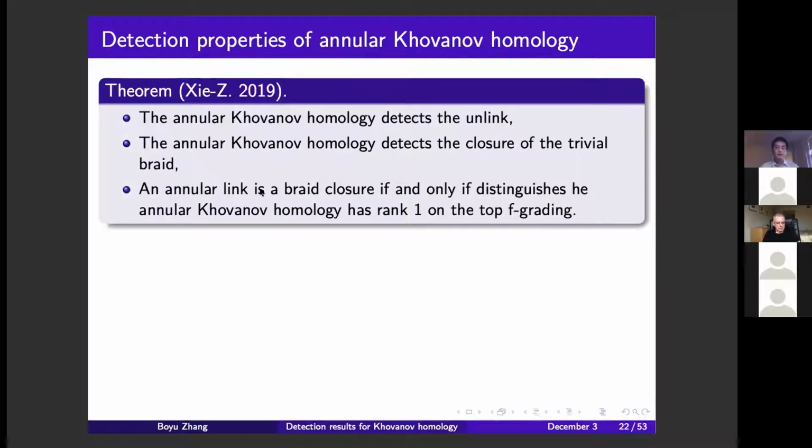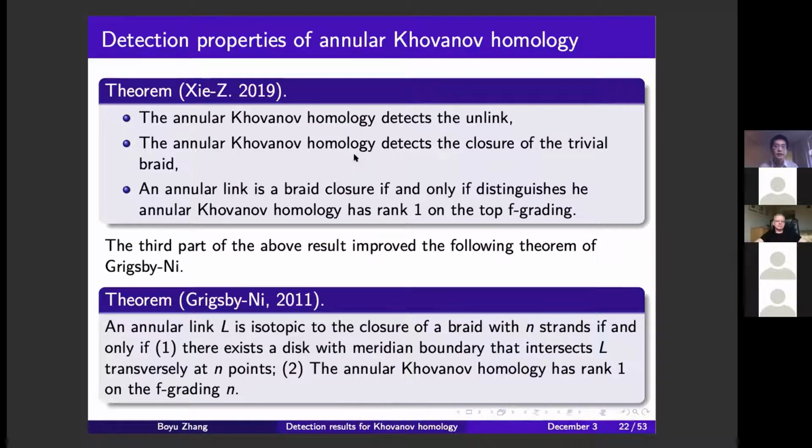As another application of the argument that I'm going to introduce, we also obtained a series of detection properties for the annular Khovanov homology, where we proved that the annular Khovanov homology detects the unlink, detects the closure of the trivial braid, and that it distinguishes braid closures from other braids. And here, the third part of the results above is actually a generalization of a previous result of Grigsby and Ni, where they concluded the same detection property under an extra geometric condition.